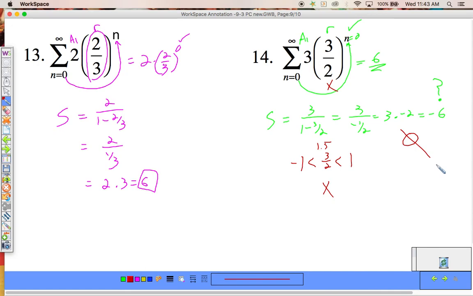So when you do this, and once you get the ratio to be 3/2, which is not between -1 and 1, you stop. 2/3 fits in that interval. So we do it and get an answer of 6. 3/2 does not, so I'm not going to get an answer of -6. I'm going to say it has no solution.